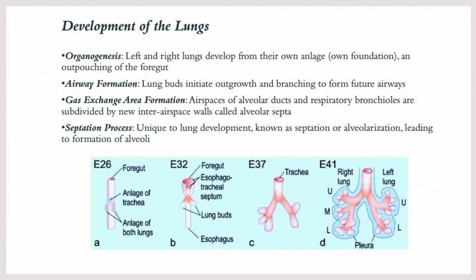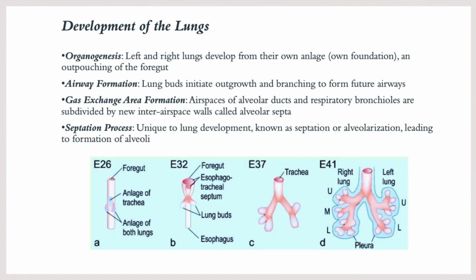Now, for the lungs, they come from their own initial structure, which is what we mean by anlage. Okay, they come from their own initial structure and they form as outgrowths of the foregut. Okay, we mentioned the foregut earlier, and we mentioned how the foregut can actually also become the stomach. The foregut can also start the development of the lungs. Then the lung buds are going to grow and branch extensively and form the complex network of airways.